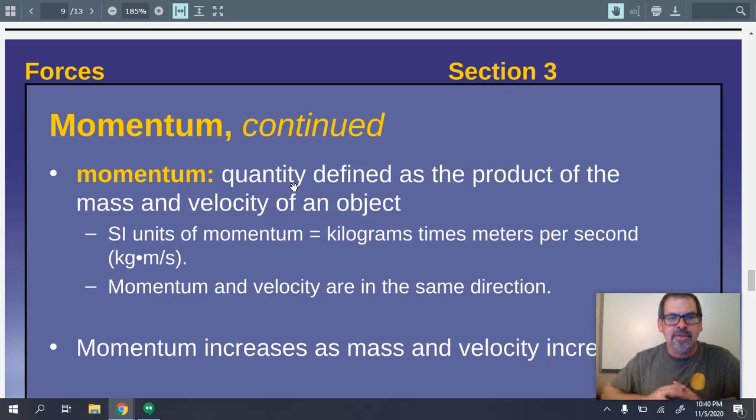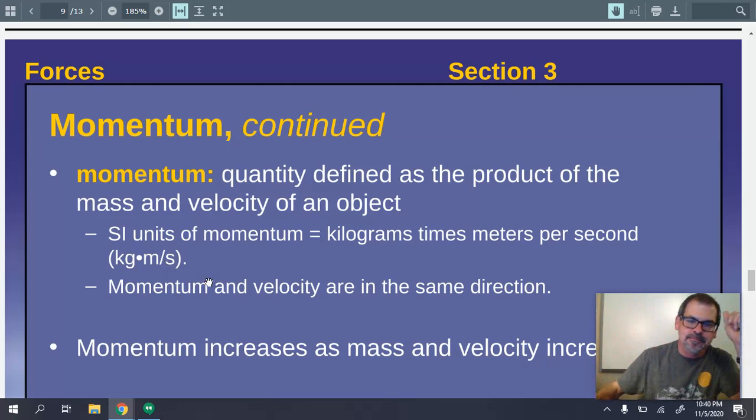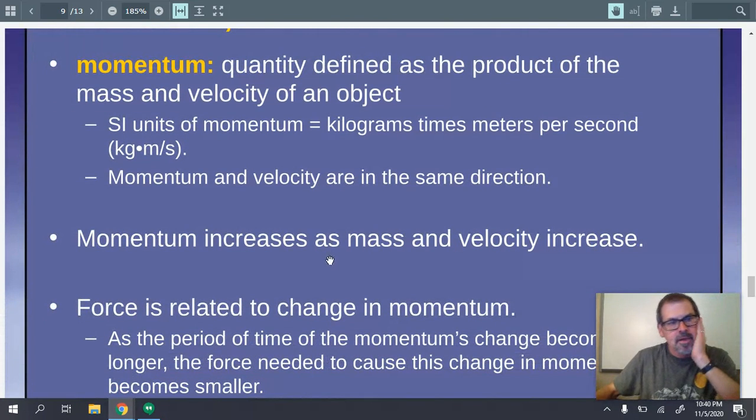Here's the definition. It's the quantity defined as the product of the mass and the velocity of an object. The SI unit of momentum is kilograms times meters per second. Again, notice there's only one unit of time. Remember, velocity is essentially just speed with a direction, right? But when we're doing the calculations of momentum, we just figure in the mass and then the speed, not the direction. Momentum and velocity are in the same direction.